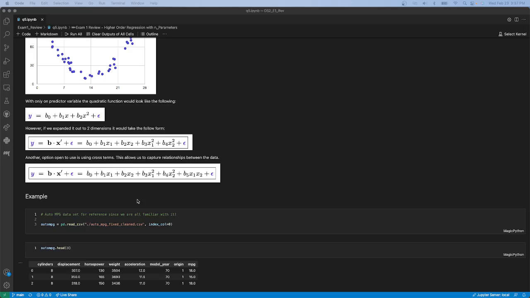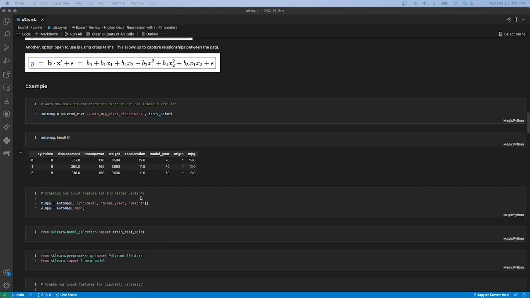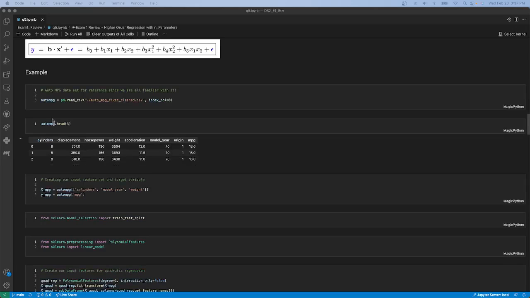But that's all just conceptual. Let's actually get down to it and see how we could implement this on the exam. So for that, I took the auto MPG data set. We should all be familiar with that at this point. This is what it looks like if we remember. We've got cylinders, displacement, horsepower, weight, acceleration, model year, origin, but origin is categorical, so at least we dropped it in the project. And then we're trying to predict MPG.